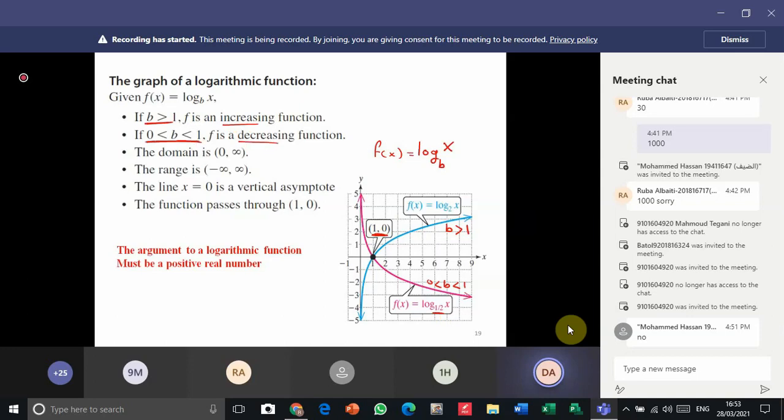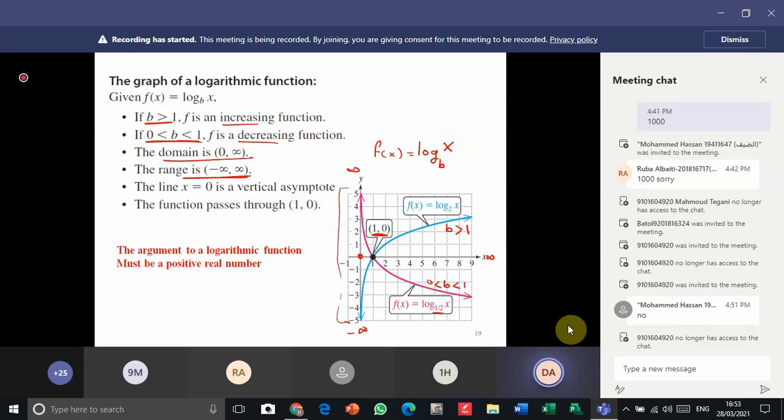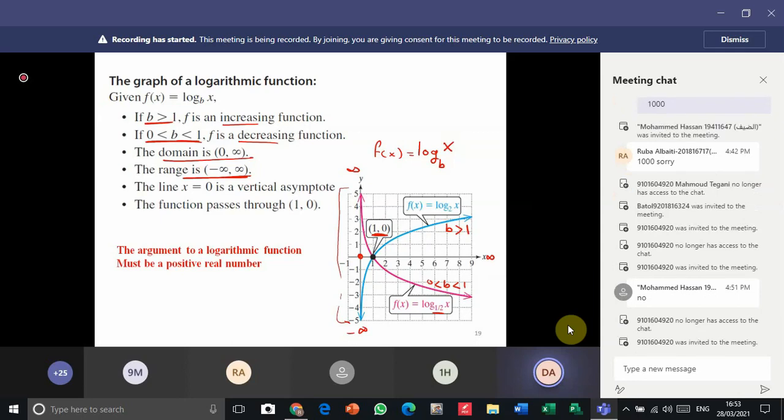In general, the domain is from 0 to infinity. But the range, the value of y, is from minus infinity to infinity. This is the range. The domain from 0 to infinity, but the range from minus infinity to infinity.